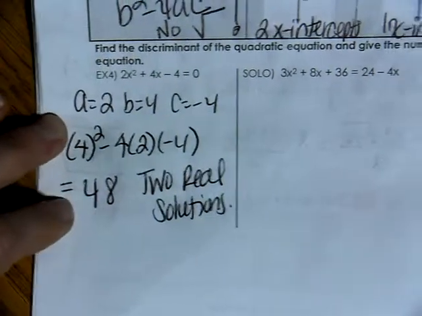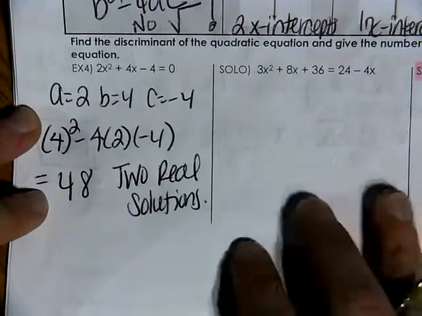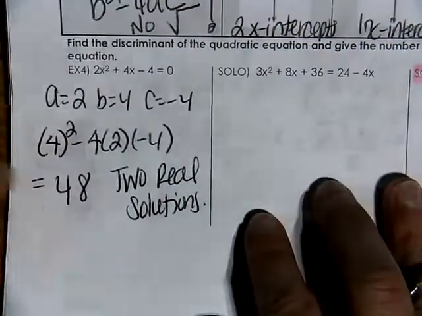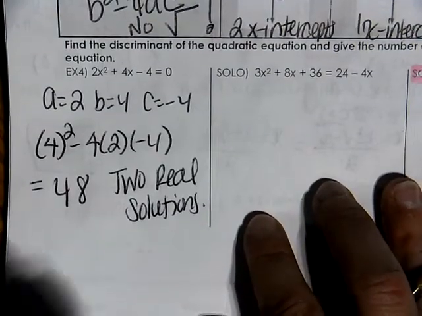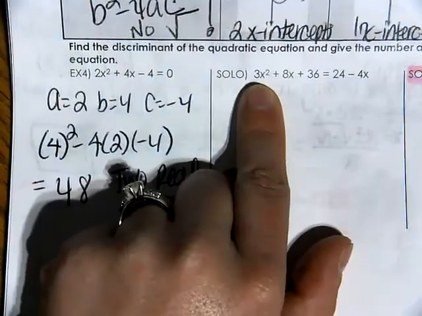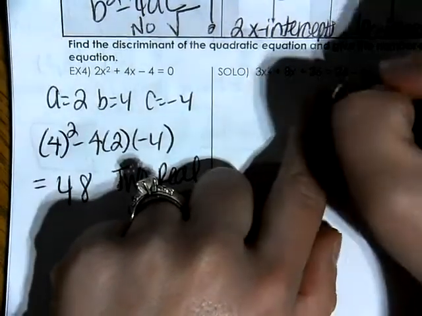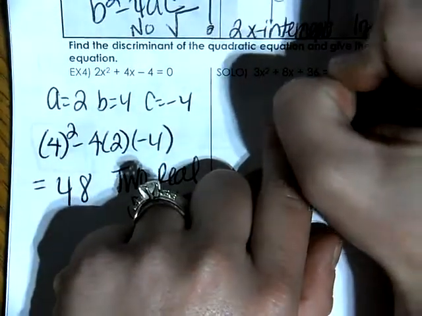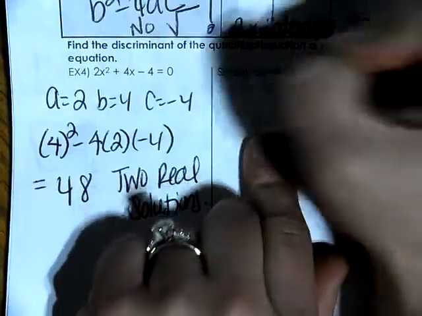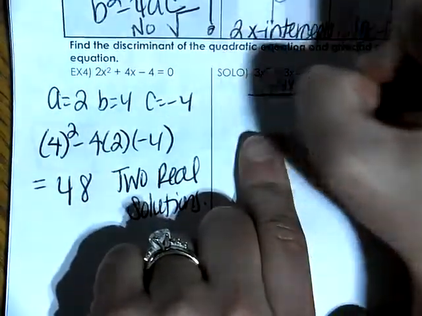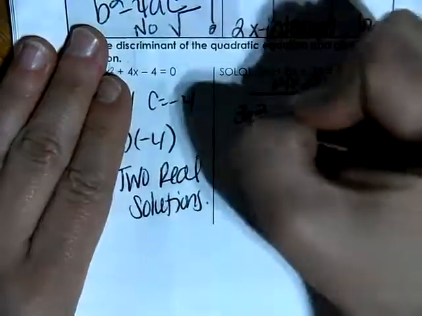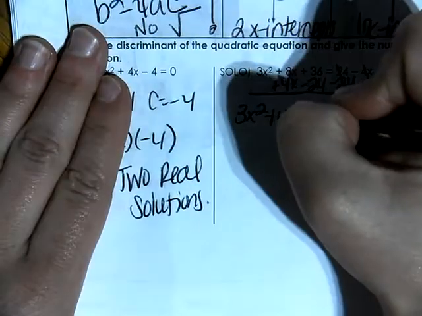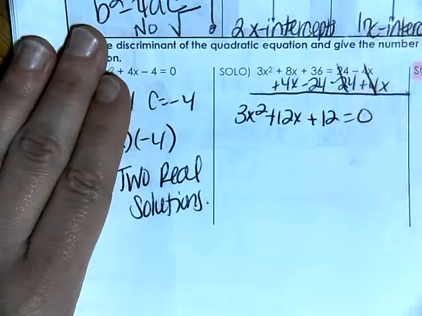I'm going to go ahead and do this solo one with you because you have to remember that all quadratic equations have to equal 0 before we start analyzing them with the quadratic formula or working with the discriminant. I want my a value to be positive, so I am simply going to bring 24 to the other side, and I'm going to add 4x to the other side. By doing that, I end up with 3x squared plus 12x plus 12 is equal to 0.